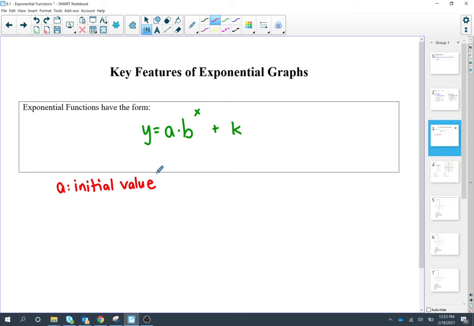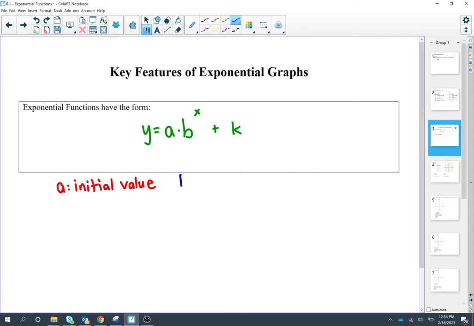So I want you to think of our typical example, a bacteria population, and a bacteria population will either double every hour or triple every hour so that there's more and more bacteria. So A is going to represent how many bacteria we started with. If we started with 2 bacteria, then the A value would be 2.